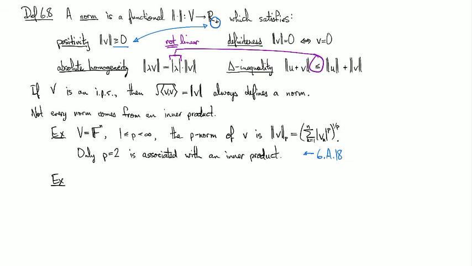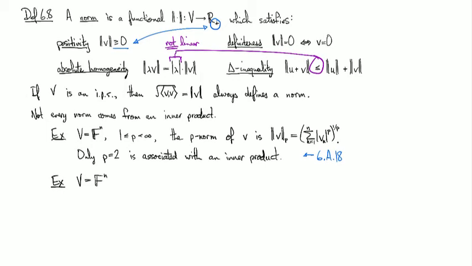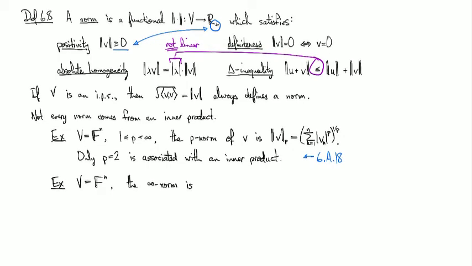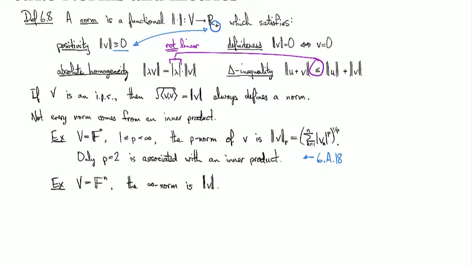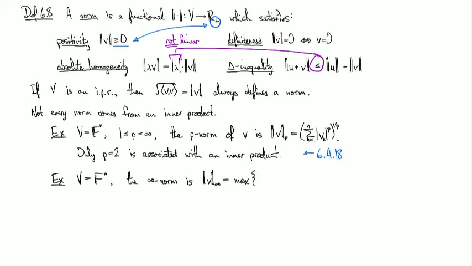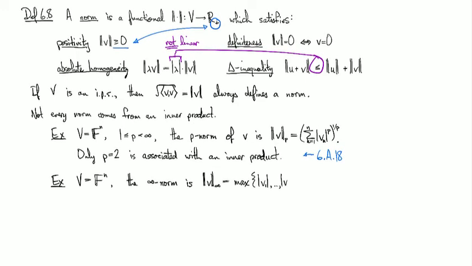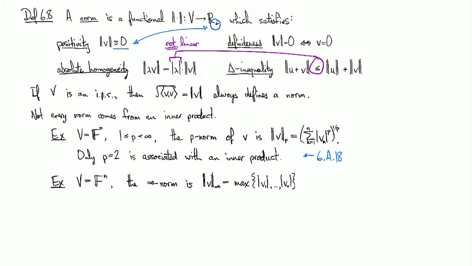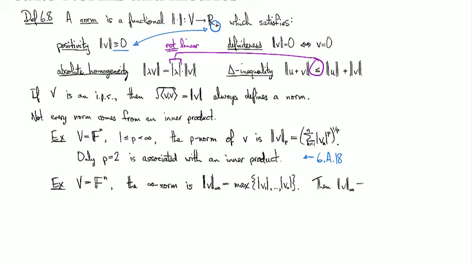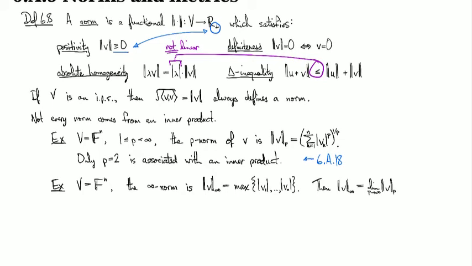And if we take the same vector space, then the infinity norm is taken to be the maximum of the absolute values of the coordinates. And then it turns out that this is actually the limit as p tends to infinity of the p norms.